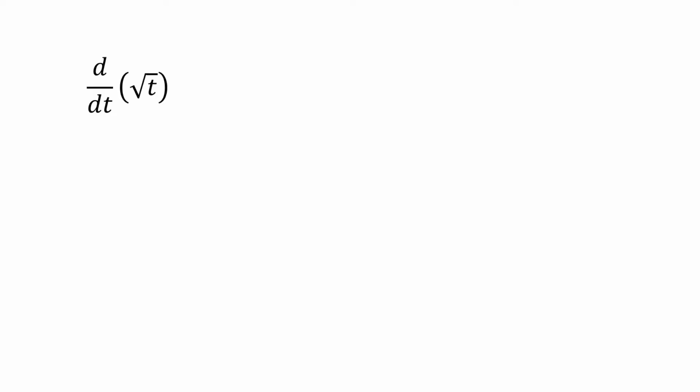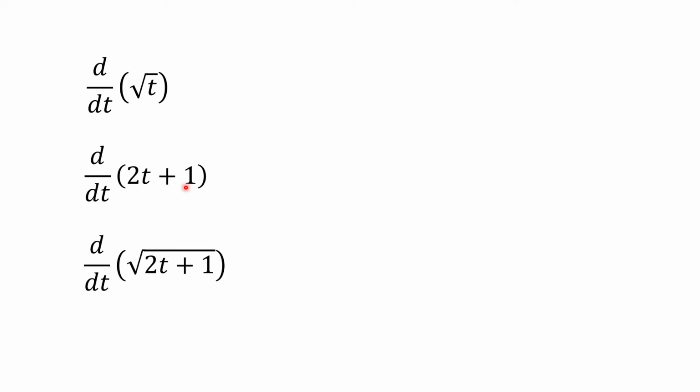So, we all know how to take the derivative of square root of t. Okay? That's not a difficult problem for us, now at least. We also know how to take the derivative of 2t plus 1. That's even easier. But what if we combine those two things together in some way and get a square root of 2t plus 1?